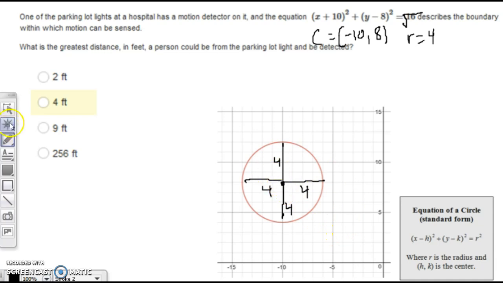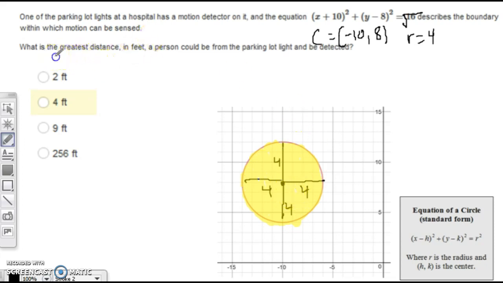But think about this. If this is our light right here, and anything inside of this equation is going to set off the motion light, then let me just highlight. No matter where you're standing, anywhere inside of this circle, you're going to set off the light. This is kind of a creepy problem. This is like a problem for burglars and creepy people: how to not set off a motion detected light. But if you're standing anywhere inside of this yellow area, you're going to be detected. The light's going to come on.